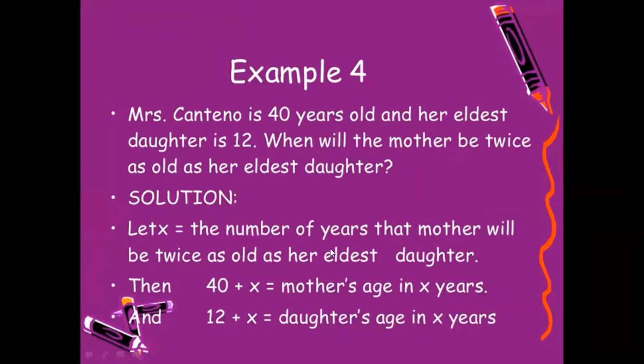Let x be the number of years. So quick review: the mother will be twice as old as her eldest daughter. So 40 plus x is the mother's age in x years, and 12 plus x is the daughter's age in x years.